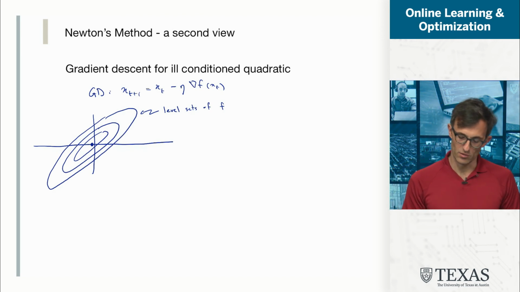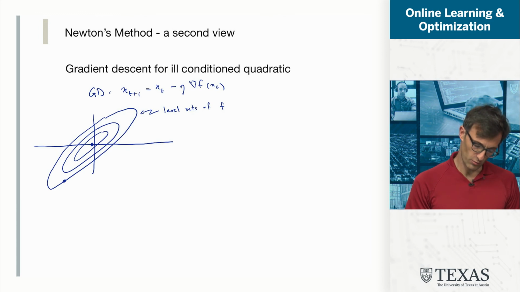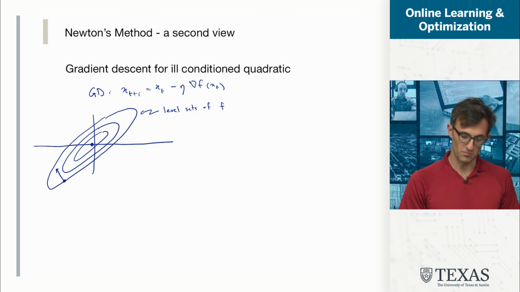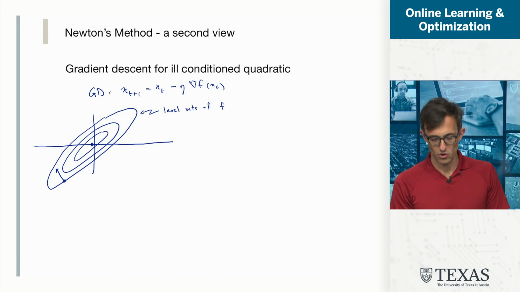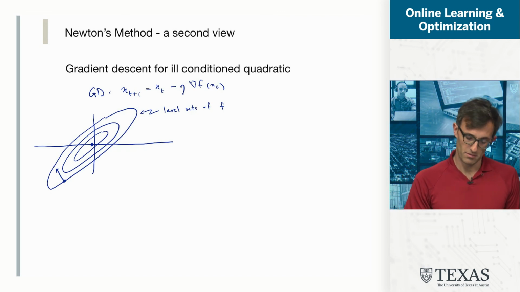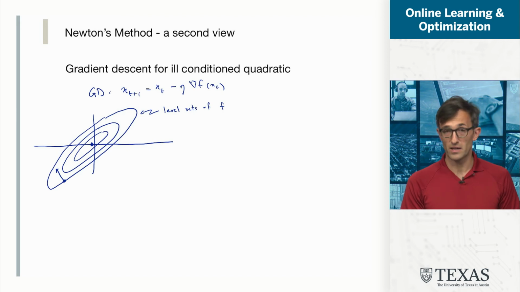What does gradient descent do? Just looking at this algorithm, from any particular point, it moves in the direction of the negative gradient. Where does the gradient point? It points outwards, perpendicular to the tangent plane. That means that the negative gradient points inward, perpendicular to the tangent plane. So what do we see from this picture? We see that the gradient is actually not pointing directly in the direction of the minimizer, this dot. It's pointing, in fact, almost perpendicularly to it.